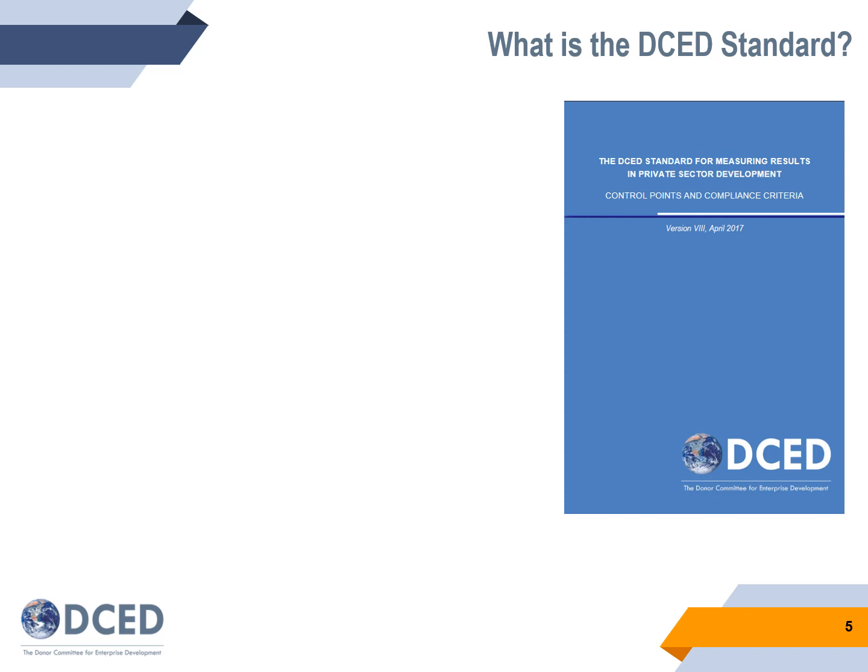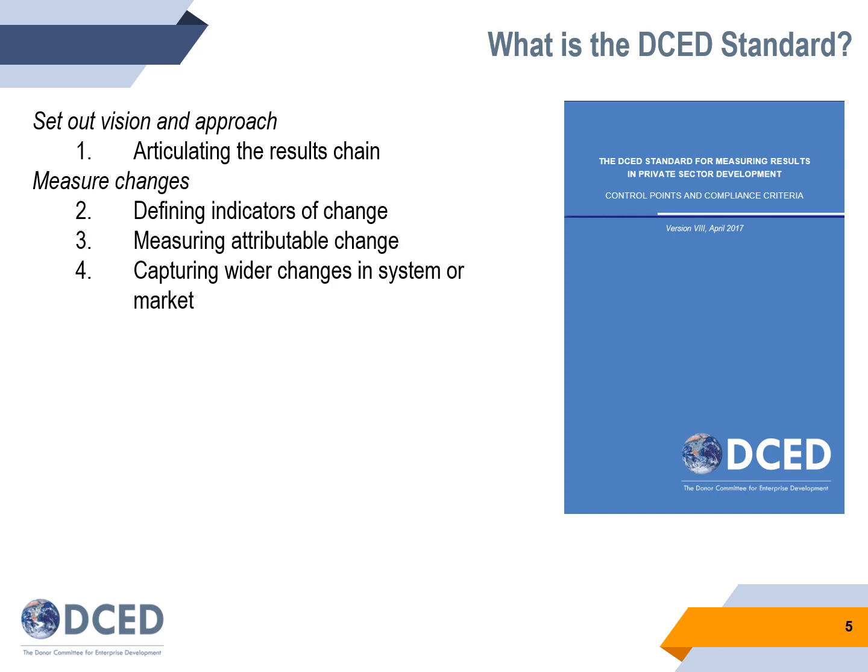Let's quickly run through the 7 steps in the framework. Firstly is to set out your approach, to say what is the logic of your program. And you do this by articulating a results chain. Next is to measure changes. Here you look at what are the indicators you're using, how do you measure them with good measurement practices, and how do you look at attribution. In other words, how do you say if a change is because of your program or for other reasons? We also look at wider changes, often called systemic changes, beyond the direct beneficiaries of your program.